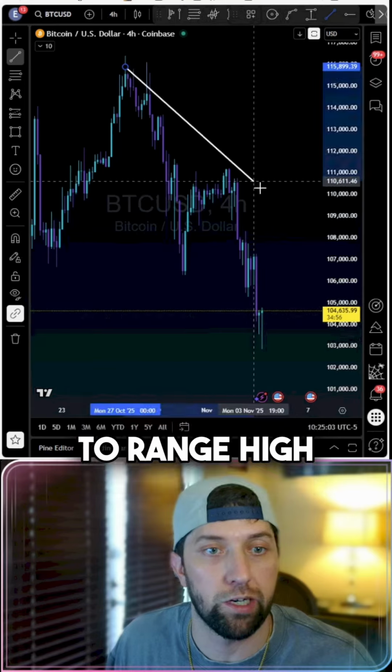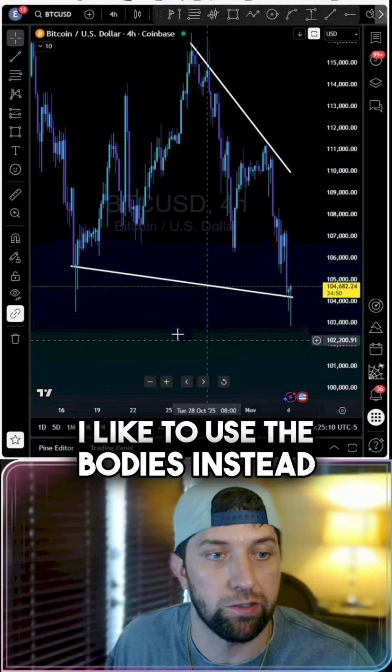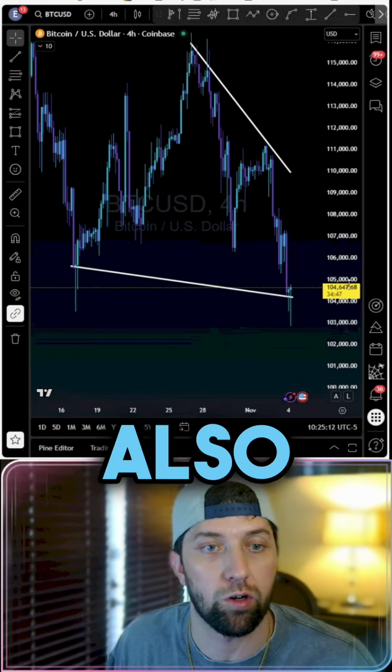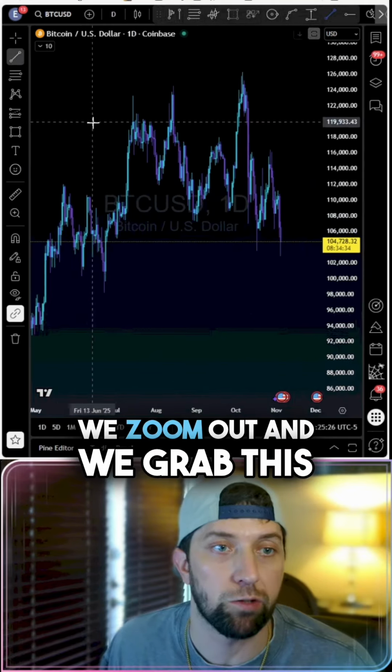And we're going to do the same thing on the 4-hour chart. We're going to go range high to range high. When we zoom out a little bit, we can go range low to range low. I like to use the bodies instead of the wicks, and you can see that we're also continuing in this type of downtrend.